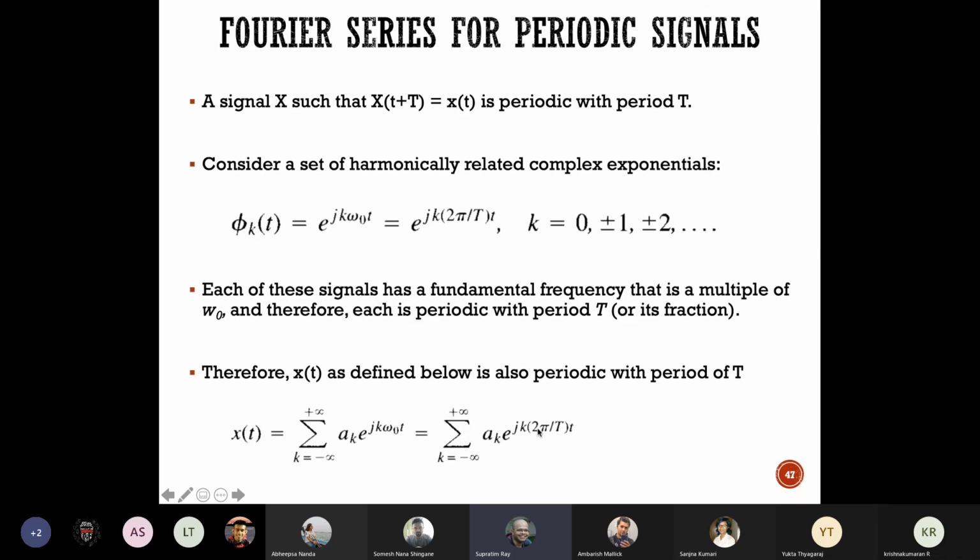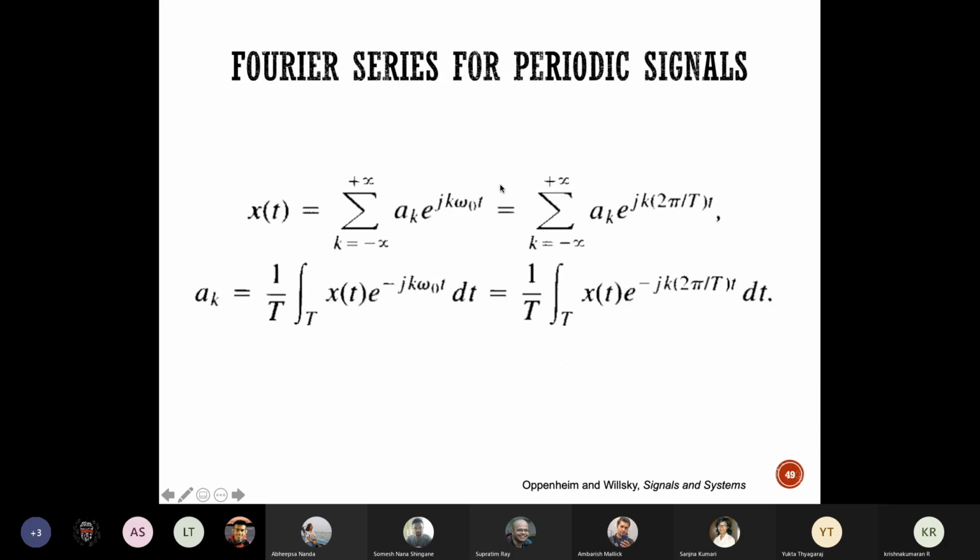So k equals 0 is just the DC, where phi k of t is just 1, but otherwise it's going to be 2 pi by T, 2 times 2 pi by T, 3 times 2 pi by T, and so on. These are the analysis and the synthesis equations for the Fourier series.